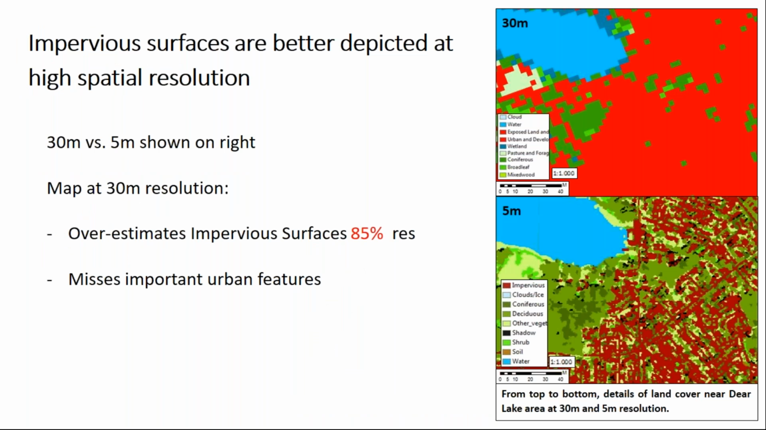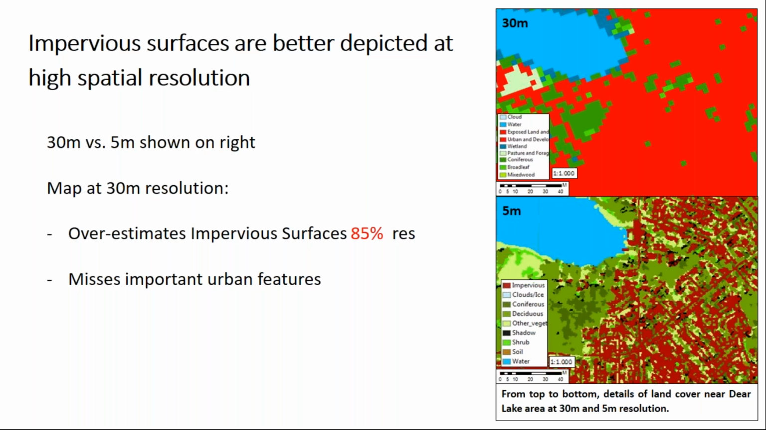So just to emphasize that point a little more, in these two images on the right, the top image is the same location mapped using 30-meter imagery, such as Landsat, and the bottom represents the same area, but mapped using this new resolution imagery at 5 meters. You can see how the features are represented very differently at a different scale.